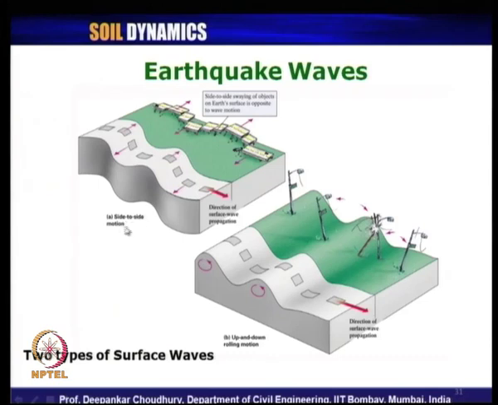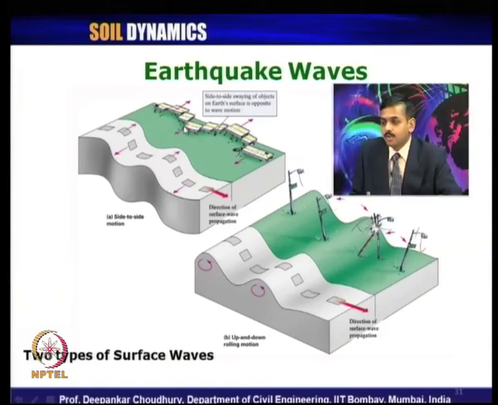Side to side motion occurs when the direction of surface wave propagation is in this way. The particle moves in this direction as well as this side to side movement occurs. So, side to side swaying of objects on earth's surface is opposite to the wave motion. These could be buildings or structures constructed on the ground surface; they can have side to side motion because of wave propagation like this.